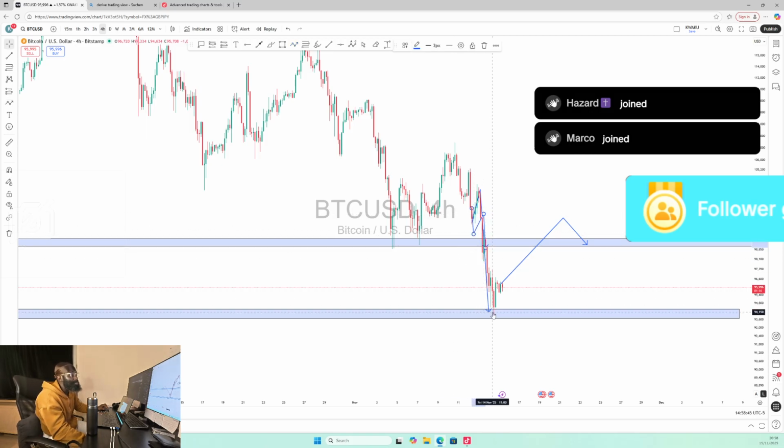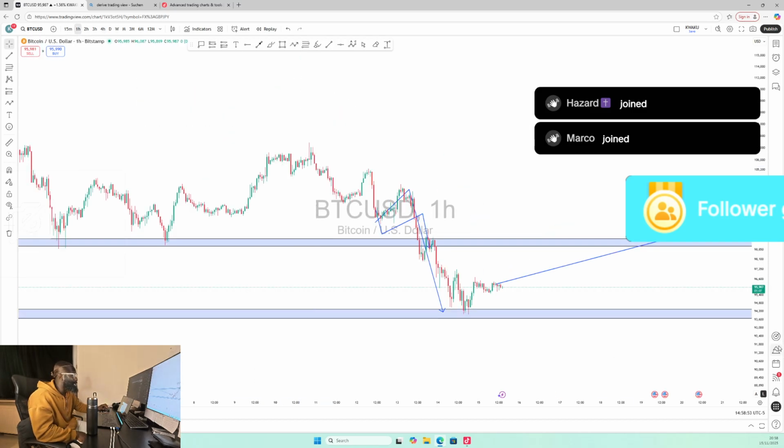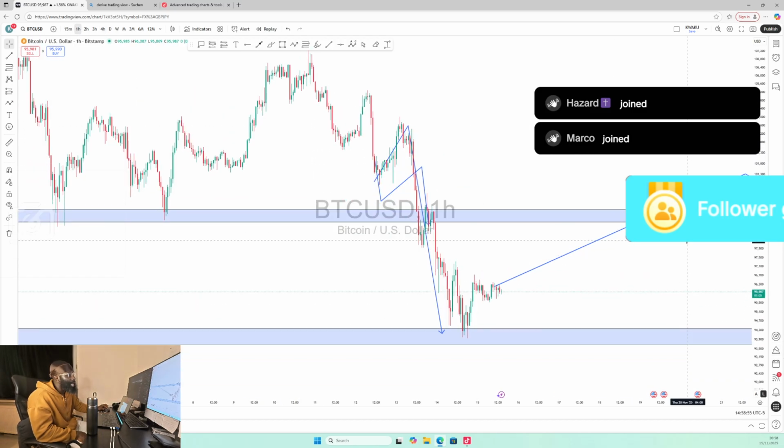So I was anticipating price to pull back to this support. Price has behaved as such. The next movement is for price to pull back. Now it's up to you to decide whether you will engage yourself in this pullback or not. So now this pullback, price has not initiated yet.